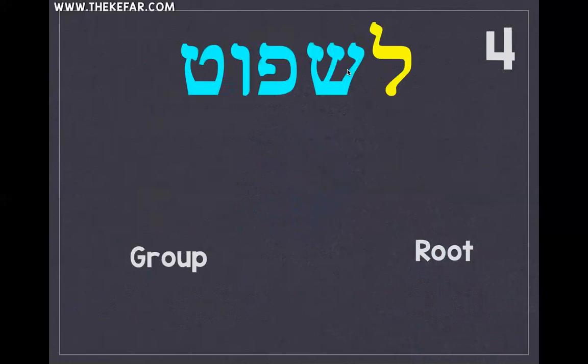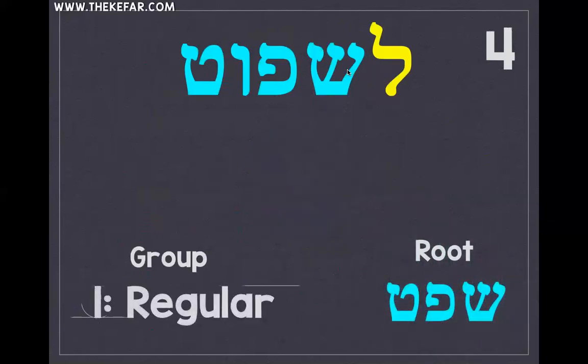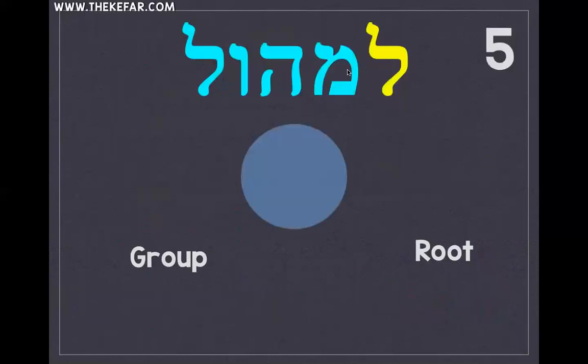Get rid of the lamed, get rid of the vav. That gives us shafat as our root, and this is another regular verb. Shofet, shofetet, shoftim, shoftot. Number 5 is limhol.